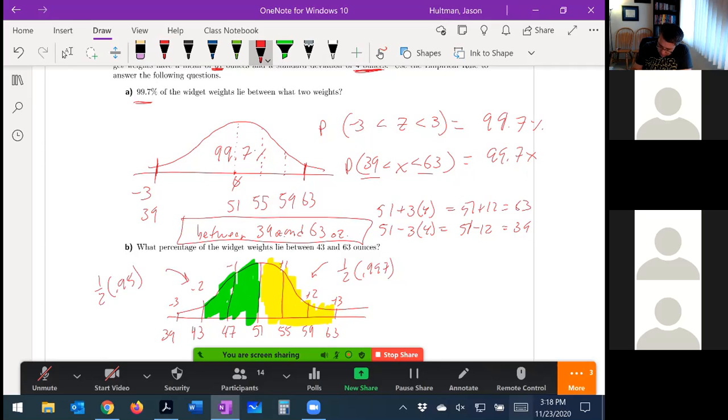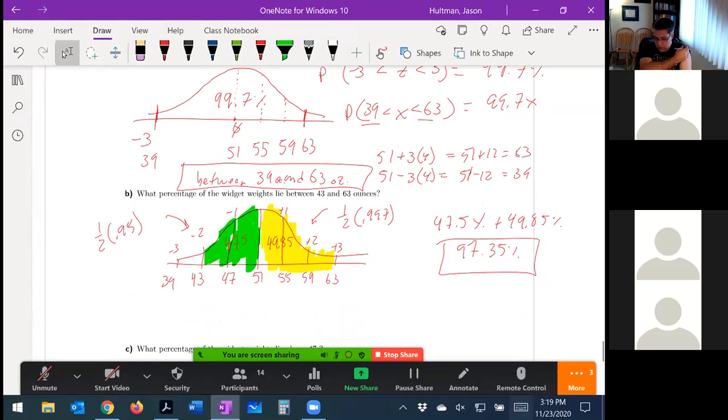So this is 47.5%. And what's half of 99.7? That's 49.85%. If we add those two together, we get 97.35%. So 47.5% plus 49.85% is 97.35%. Okay, so that's what that one is.